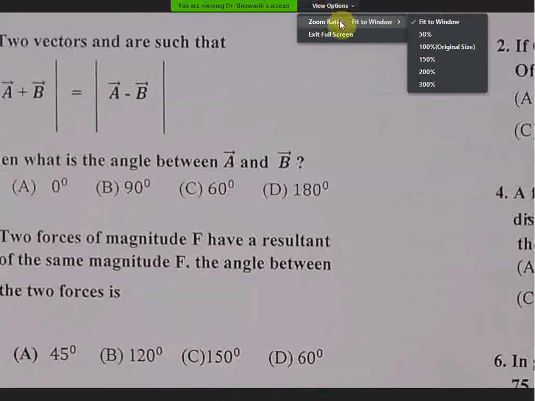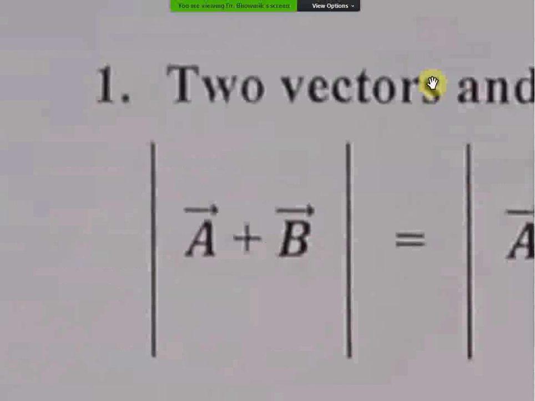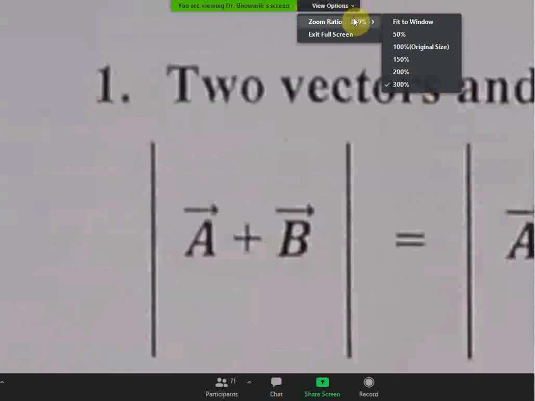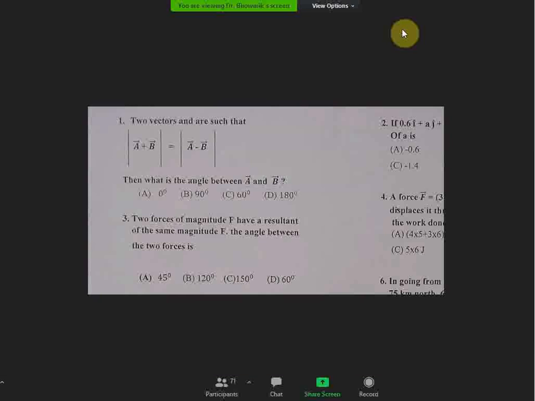Screenshot is not there, yes. I will ask all of you to mute your microphone. Okay, whenever I ask you to unmute, then you have to unmute.